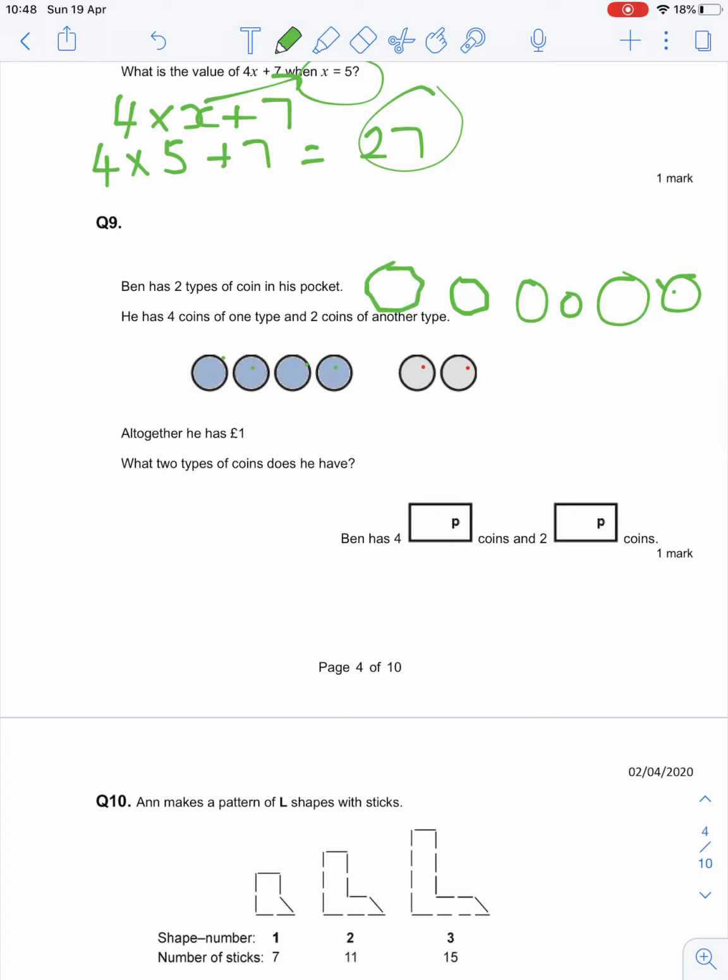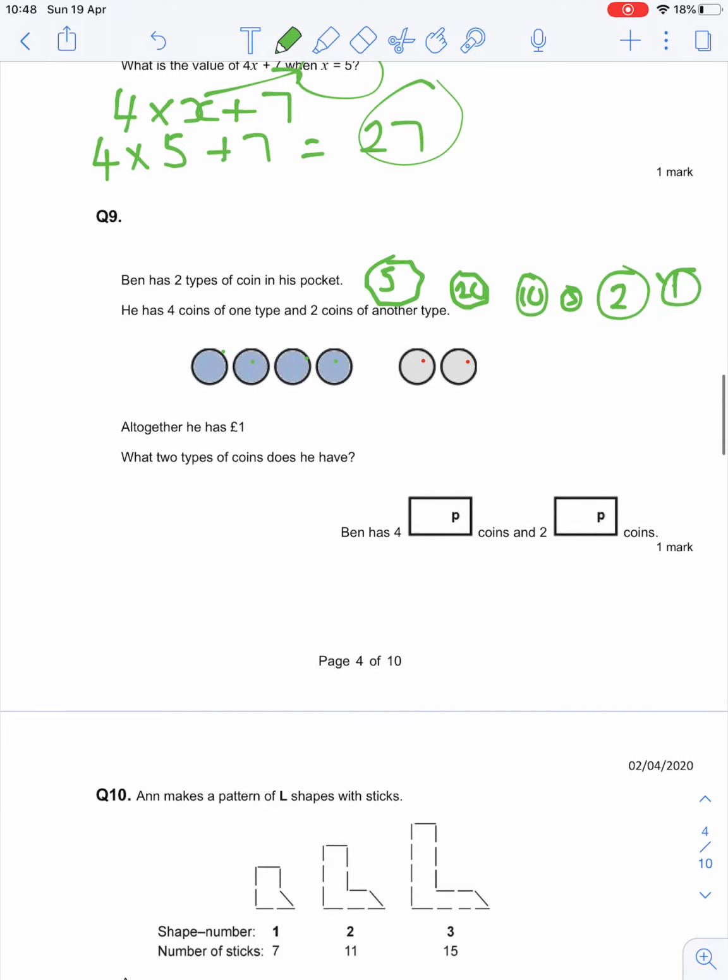You get the idea. So that could be a 1, 2, 5, 10, 20, 50. Could it be a pound? Well, it can't because we need 5 coins together that add up to a pound. So could it be 50p? Could these blue coins here be 50 pence? If I had each of those as 50 pence, that would be £2. So I'd already have too much. He's only got a pound. So I know it's not 50 pence.